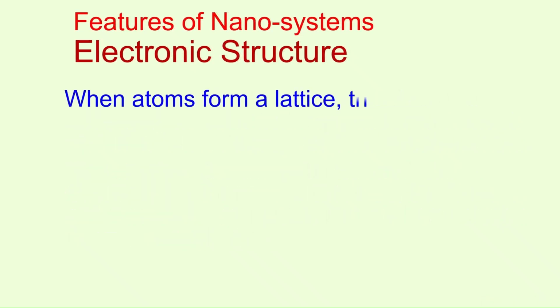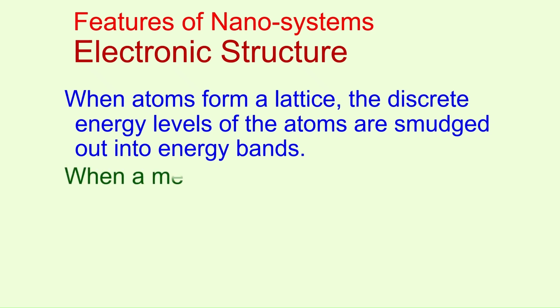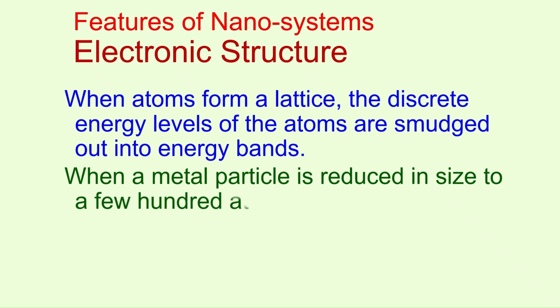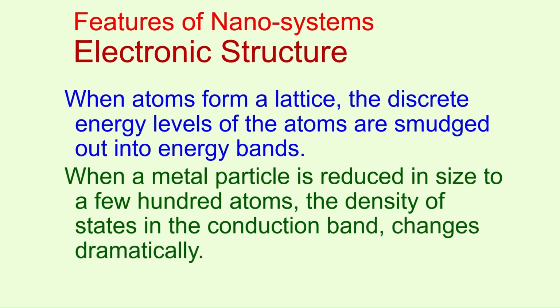When atoms form a lattice, the discrete energy levels of the atoms are smudged out into energy bands. When a metal particle is reduced in size to a few hundred atoms, the density of states in the conduction band changes dramatically.